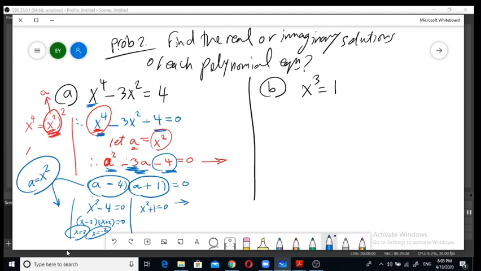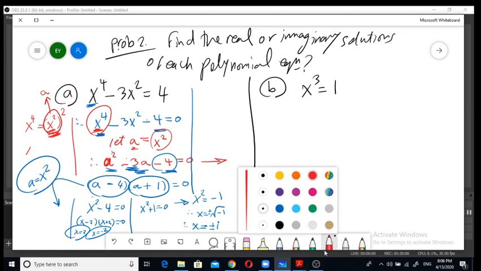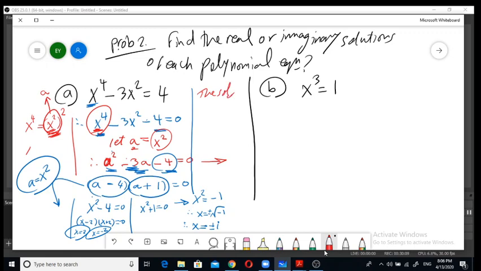And here we have a complex number. x squared is equal to negative 1. Then x is equal to square root of negative 1. Or we can say plus or minus square root of negative 1. Then x is equal to plus or minus i by replacing square root of negative 1 by i. So we have two solutions here and two solutions here. So the solutions are 2 and negative 2, i and negative i.